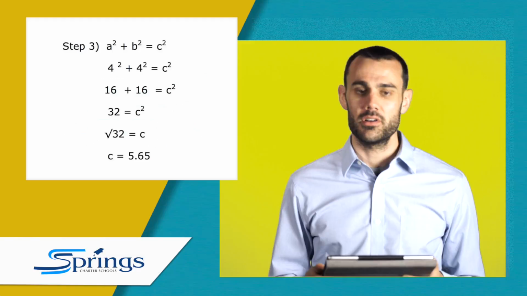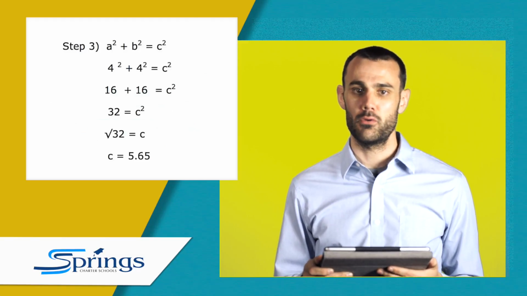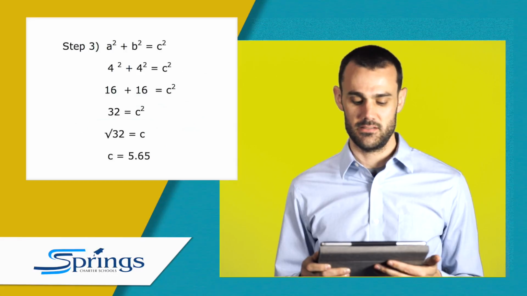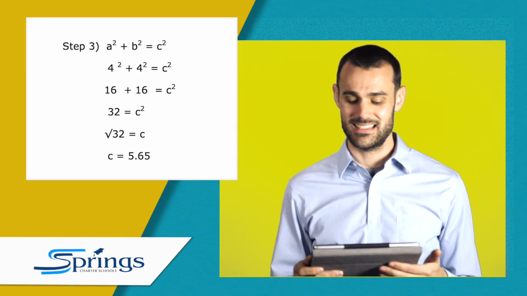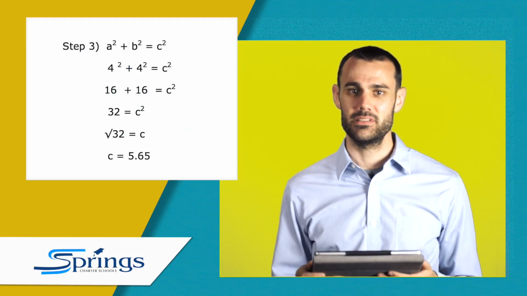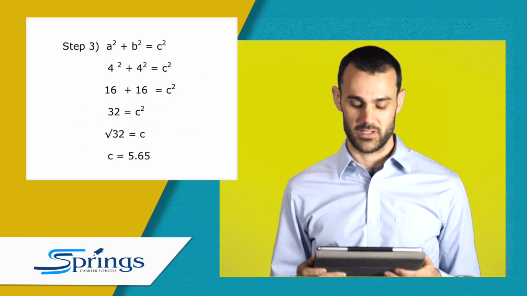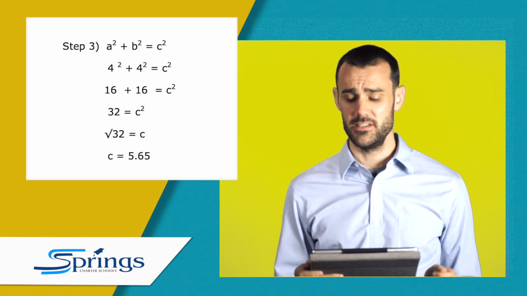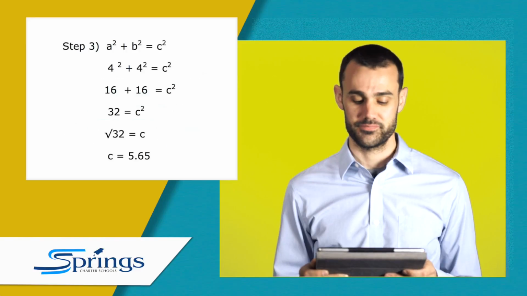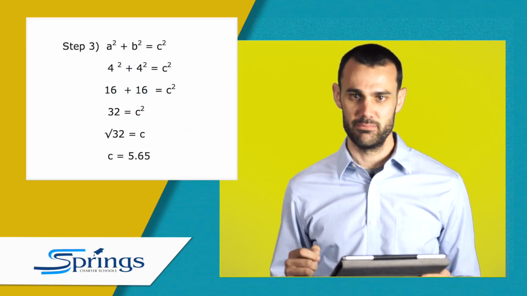Again, the formula one more time is a squared plus b squared equals c squared. So inserting 4 for A and B, we get 4 squared plus 4 squared, which is 16 plus 16. And 16 plus 16 is 32. 32 equals c squared. Take the square root of 32, and we get a value for c of 5.65. So the lengths of our triangle sides are 4, 4, and 5.65.